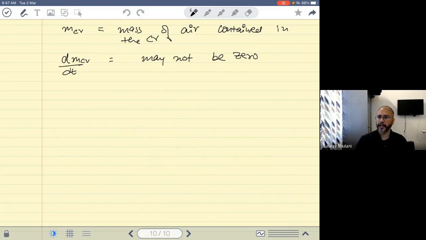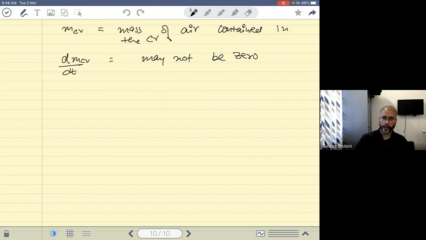right? Because assume that your control volume was a box, a metallic box, and you were pushing in air, or you were pressurizing air into the box. As you put more and more air, the number of molecules inside the box are increasing. So the mass of the control volume is increasing with time. So dm_CV by dt is positive. Okay. So this may not be 0.